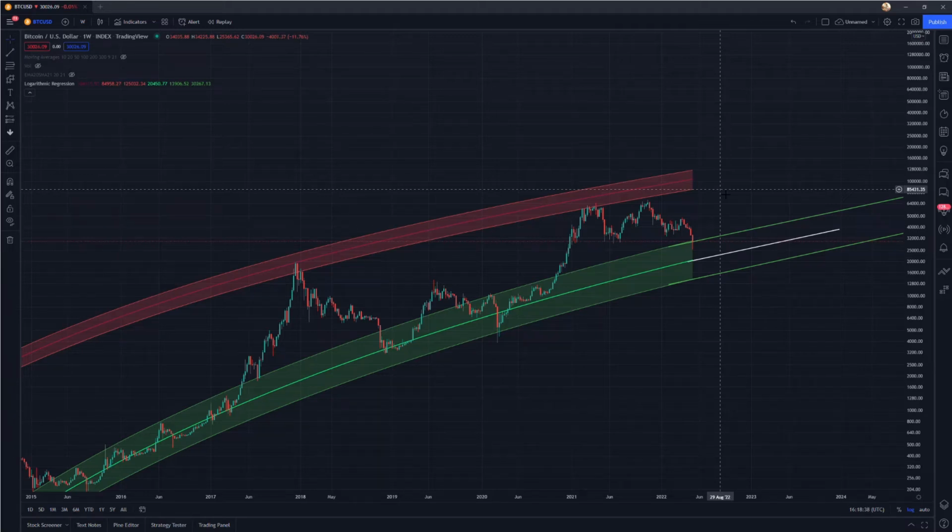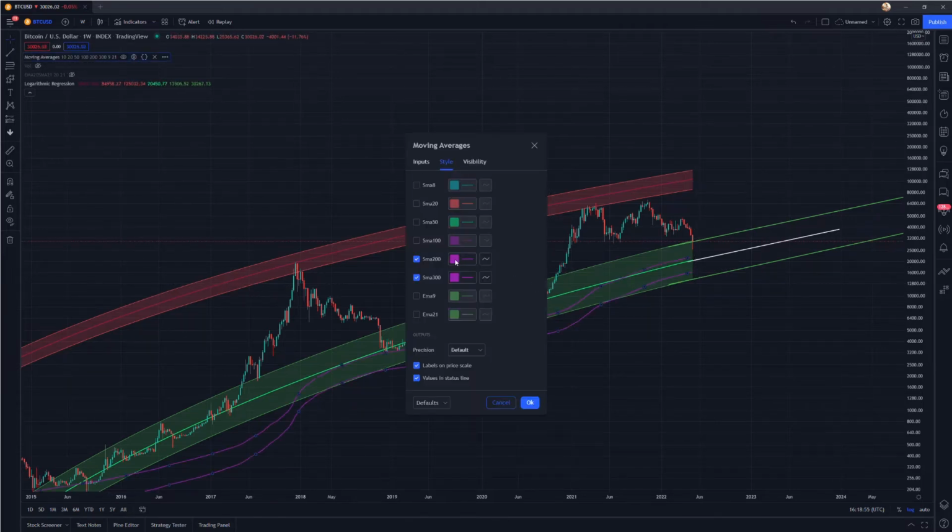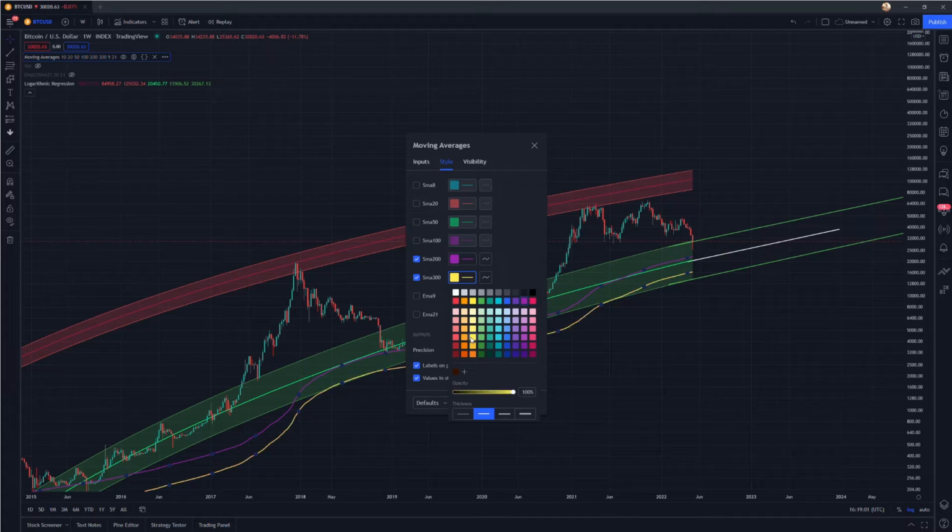that not only is this the 2017 peak that ultimately provided resistance for several years over the macro perspective, it was also going to be pretty close to the 200-week simple moving average, which I'm going to pull up on my chart just to give you some perspective. I have the 200 and the 300-week moving average. I'm going to change the color so you can see the difference.